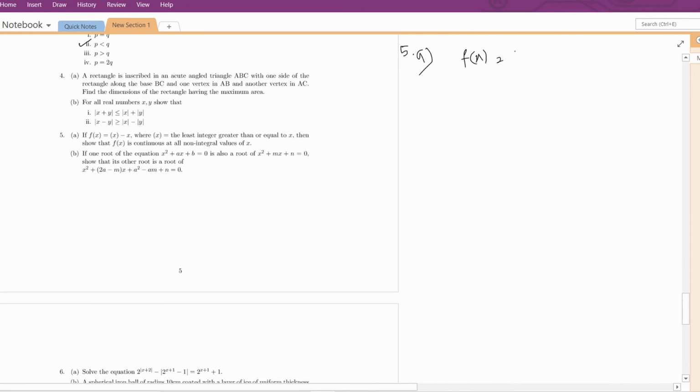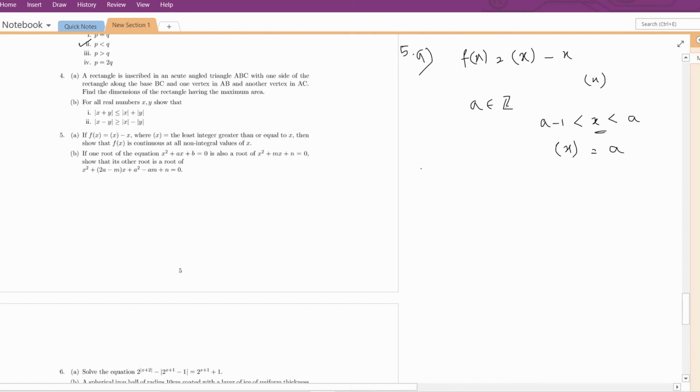5a. f(x) is given by bracket x minus x, where this function bracket x is the least integer greater than or equal to x. Suppose a is an integer, and suppose x belongs to the interval a minus 1 to a, where a minus 1 is an integer and a is an integer, then this bracket x will be equal to a, because a is the least integer which is greater than x. Now we have to show that f(x) is continuous at all non-integral values of x.